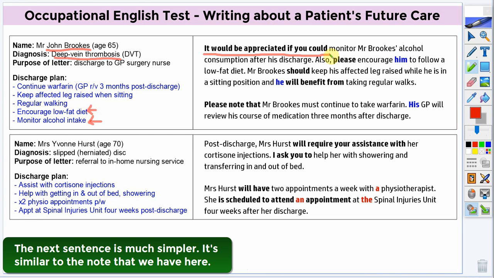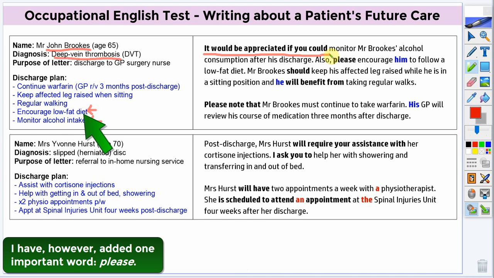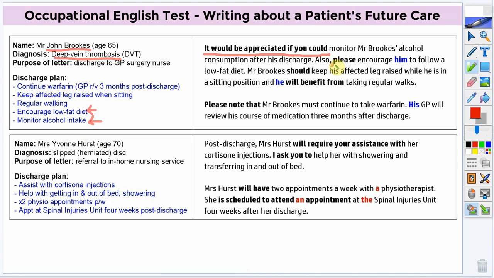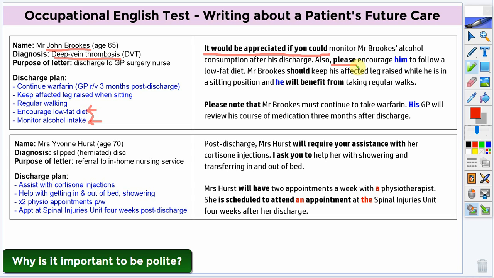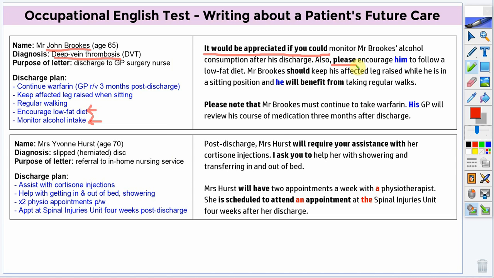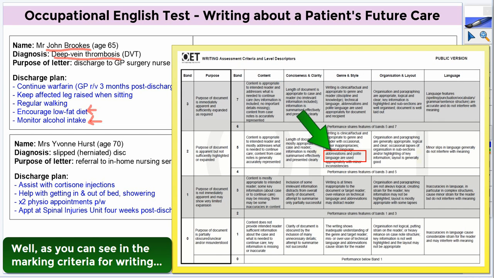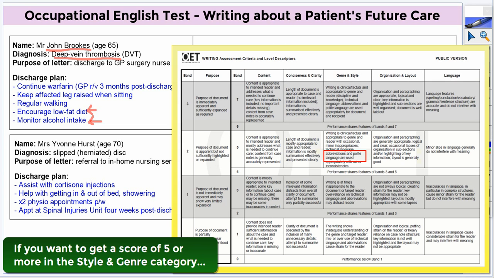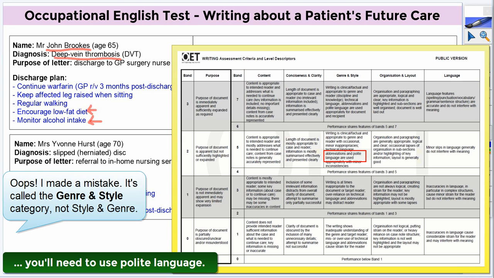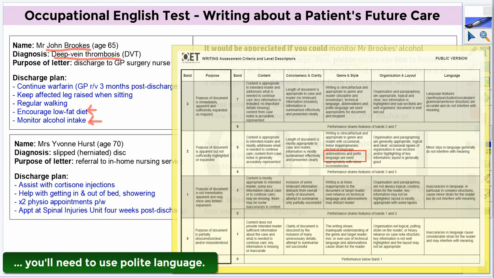The next sentence is much simpler. It's similar to the note that we have here. I have, however, added one important word, please. This basic word will help to make any letter sound polite. Why is it important to be polite? Well, as you can see in the marking criteria for writing, if you want to get a score of 5 or more in the style and genre category, you'll need to use polite language.